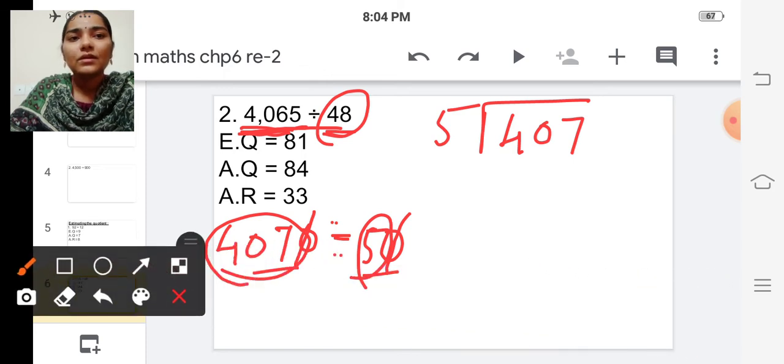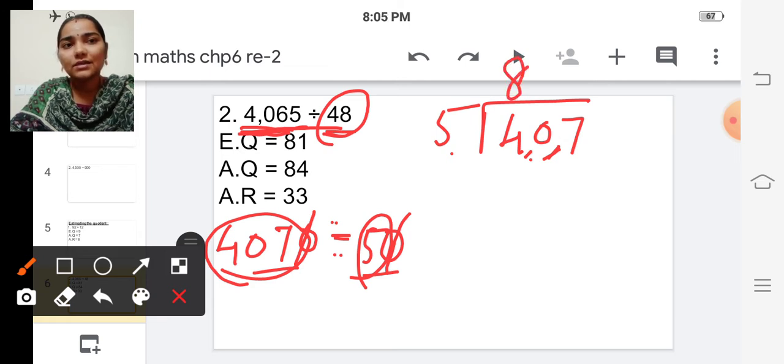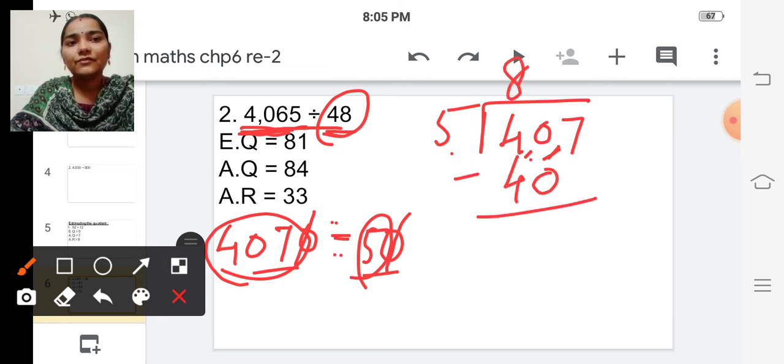So consider the first two digits of the dividend, because if we take the first digit we cannot divide, isn't it? Because 4 is less than 5, so we cannot divide. So we consider the first two digits of the dividend. Okay, how many times will it go? It will exactly go, isn't it, in the fifth table. 8 5s are 40, isn't it? So we can write 8 here and 40 here. If we subtract, we get 0, and bring down this 7 here.